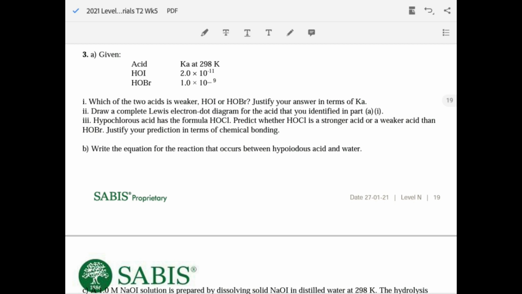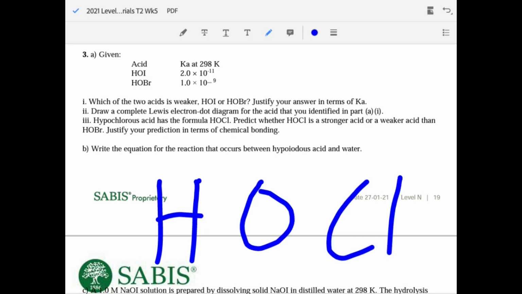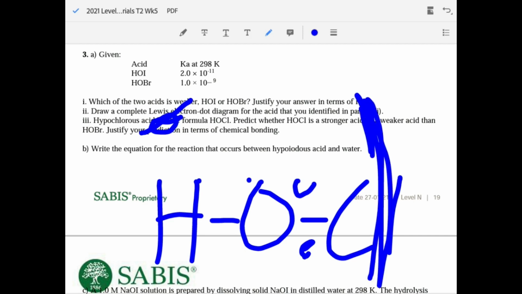Hypochlorous acid has the formula HOCl. Predict whether HOCl is a stronger acid. To be a stronger acid, it needs to be able to let go of the H plus ion easily. So you have HOCl, and you have a bond here, you have a bond here. So to be able to let go of the H easily, the electrons have to be sticking more towards here, so the proton can just easily drift away. So the closer to this side of the molecule that the electrons are, the stronger the acid is, or the easier the proton can be let go.